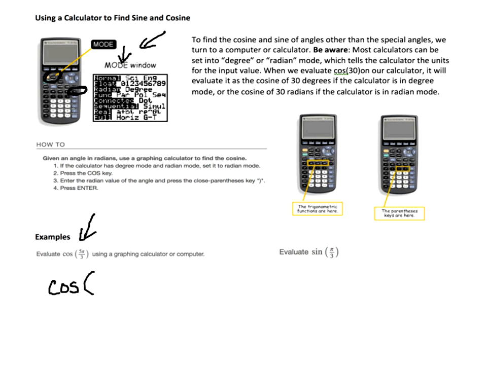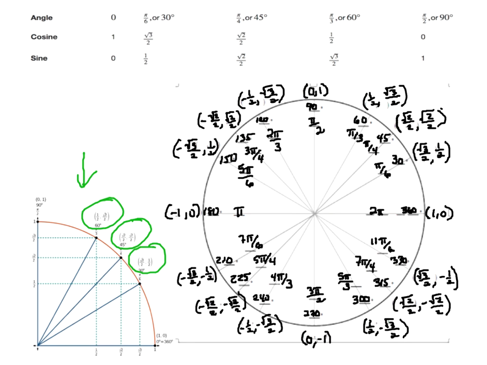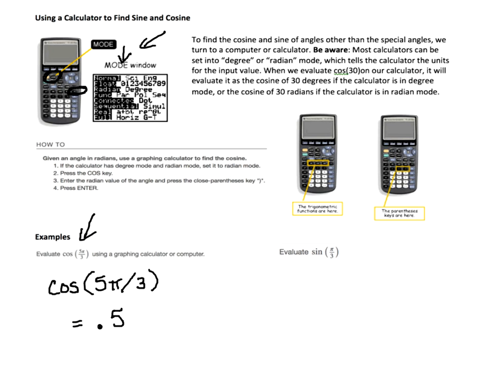Okay, so not sure if Matt's still with us or not, but yes, when you put it into your calculator, you hit the cosine button, it opens up a parenthesis. You literally type 5 pi divided by 3 in parentheses and hit enter. And the cosine of 5 pi over 3 is 0.5. It is also 1/2. 1/2 is 0.5. And if you look back, 5 pi over 3 is right here. Cosine is the x value, 1/2. We just verified the work we did over there.